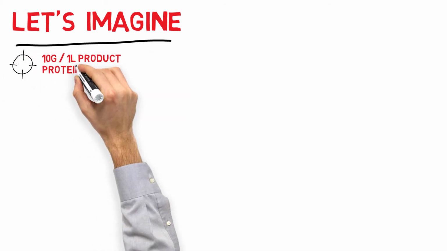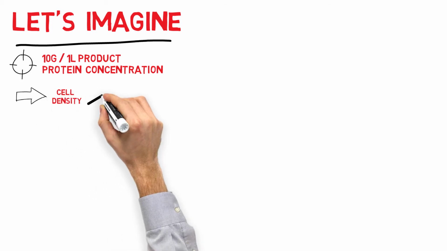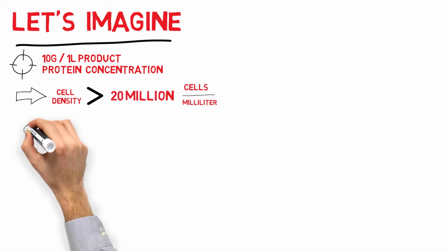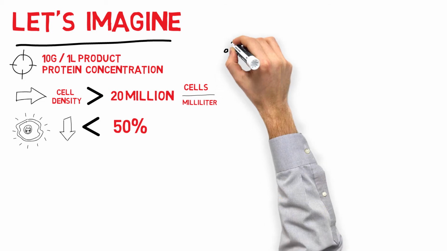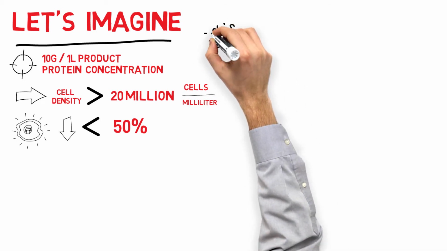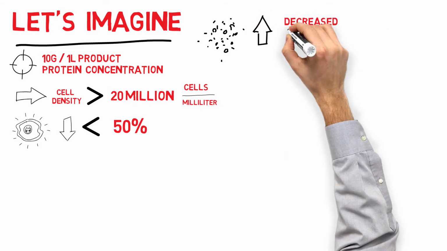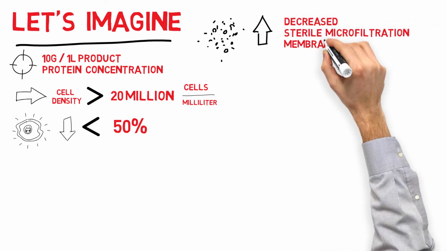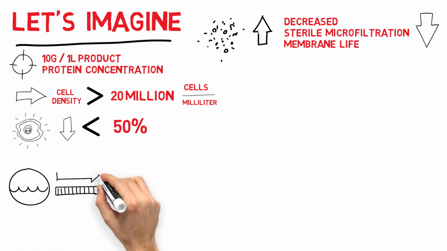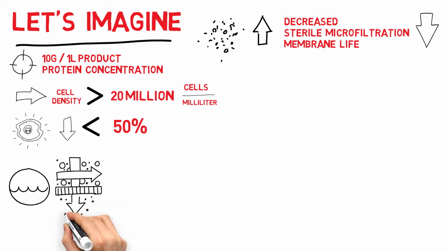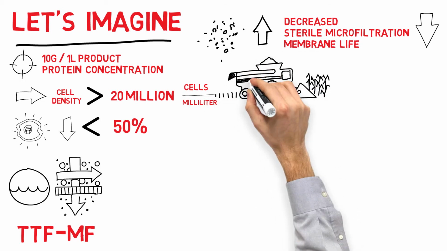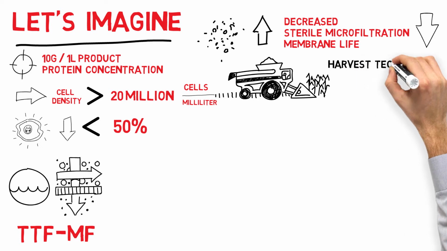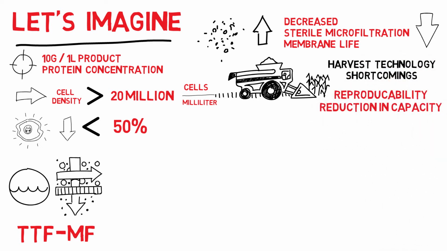Let's imagine that a manufacturer is aiming for 10 grams per liter product protein concentration out of the bioreactor, with cell densities greater than 20 million cells per milliliter. Concurrently, cell viability at the time of clarification has generally decreased to less than 50%. For this scenario, the increased cell debris and colloid content due to lower cell viability has led to decreases in sterile microfiltration membrane life. To manage these fluid conditions, the manufacturer considered tangential flow microfiltration, TFF-MF for short, to increase the microfiltration membrane life. However, this harvest technology displayed several shortcomings, such as reproducibility and reduction in capacity.